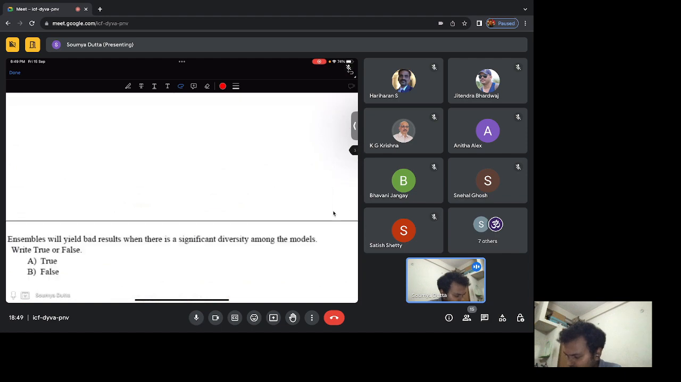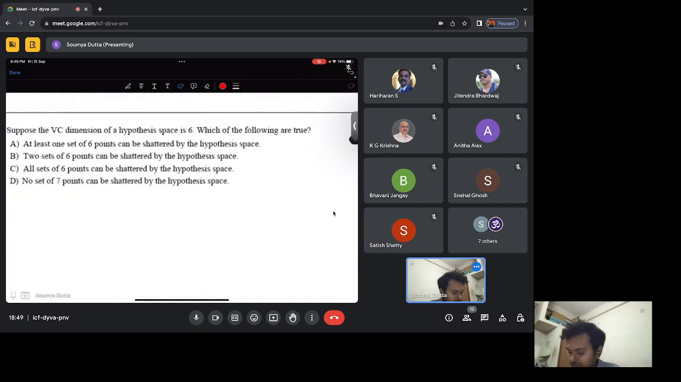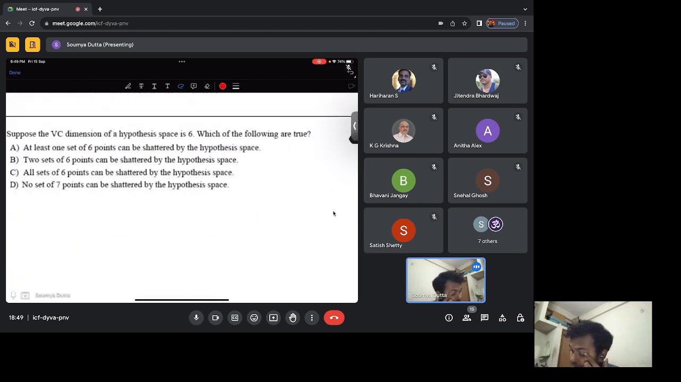Okay, so where was I? Right. The next question is more of a definition. Suppose the VC dimension of a hypothesis space is 6, which of the following are true? A: At least one set of 6 points can be shattered by the hypothesis space. B: 2 sets of 6 points can be shattered by the hypothesis space. C: All sets of 6 points can be shattered by the hypothesis space. D: No set of 7 points can be shattered by the hypothesis space. Which one or which are correct? So is C correct? A and D, sir. Right, yes. A and D are correct.